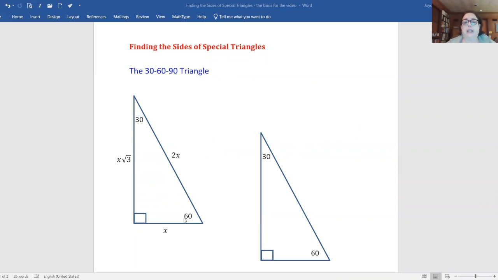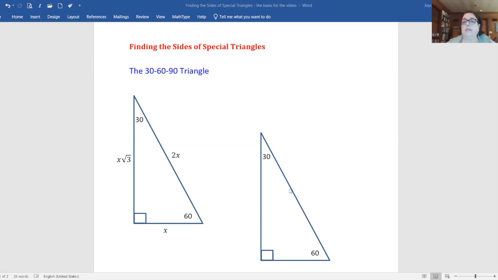So this pattern says, if we know the side opposite the 30-degree angle is called x, the hypotenuse will be twice x, 2x. You could also think about it as whatever the hypotenuse is, we divide by 2 to get the little side, the leg that's opposite the 30-degree angle. And then the longer leg, the one that's opposite the 60-degree angle, that's going to be whatever this x is times the square root of 3.